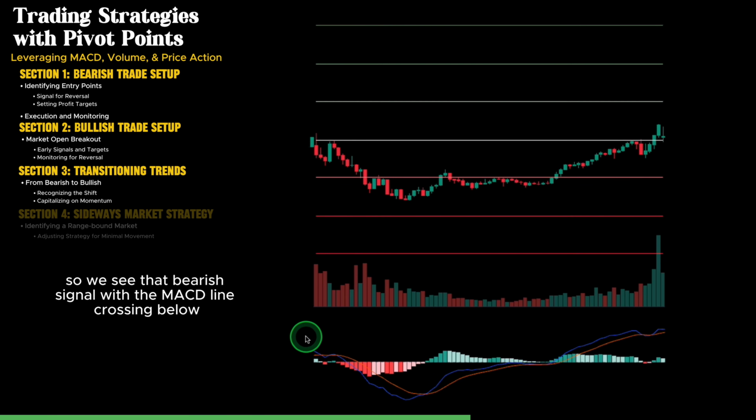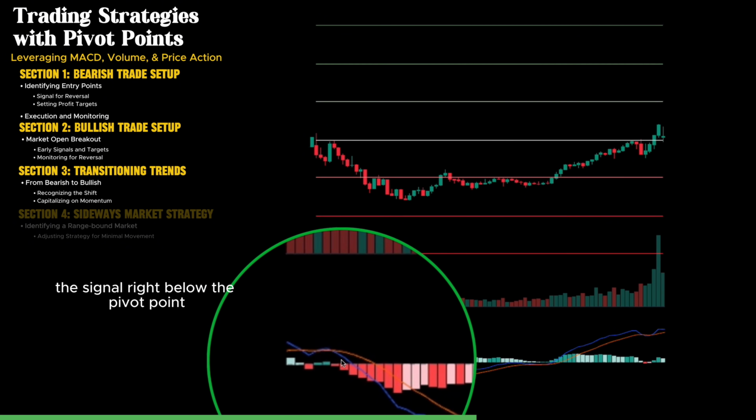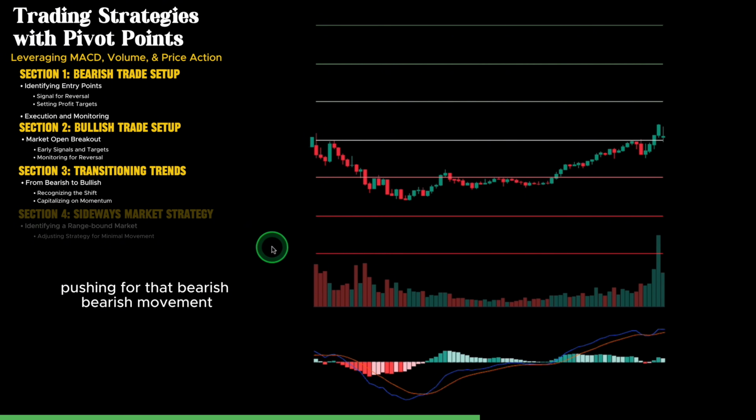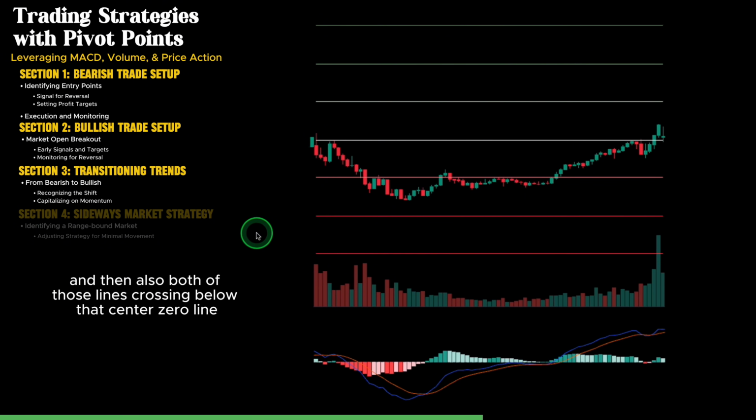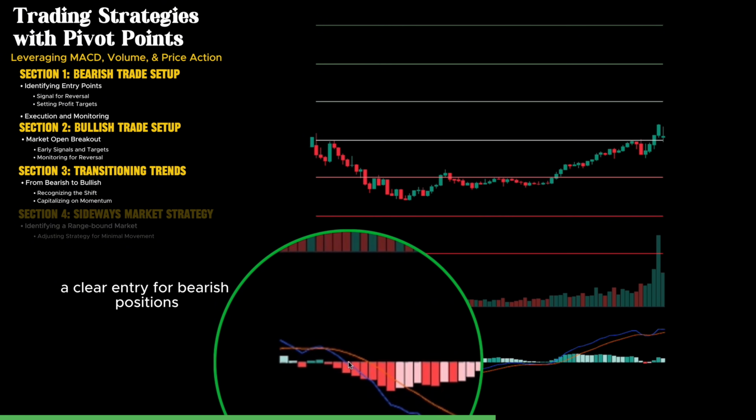So we see that bearish signal with the MACD line crossing below the signal, right below the pivot point, pushing for that bearish movement. And then also both of those lines crossing below that center zero line, and that solidifies the bearish trend, a clear entry for bearish positions.